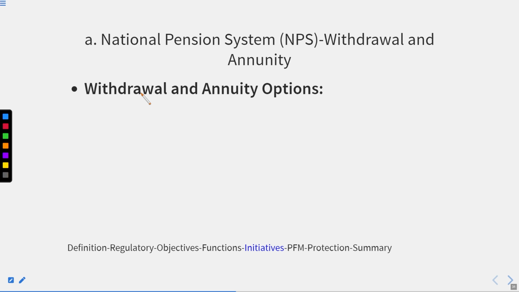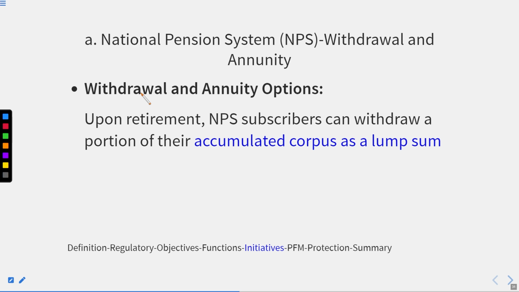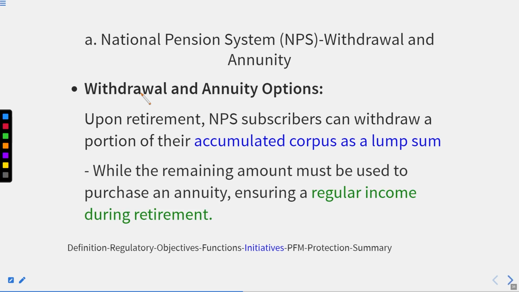Thereafter, we have the withdrawal and annuity options. Upon retirement, NPS subscribers can withdraw a portion of their accumulated corpus as a lump sum, while the remaining amount must be used to purchase an annuity, ensuring a regular income during retirement. So this kind of option is also available to them.